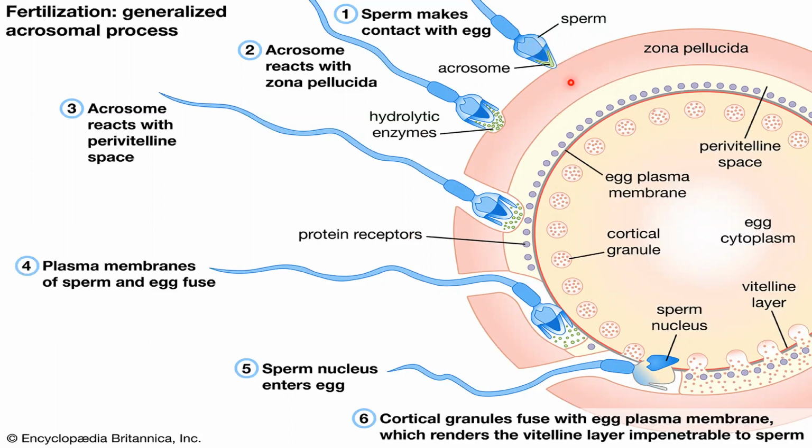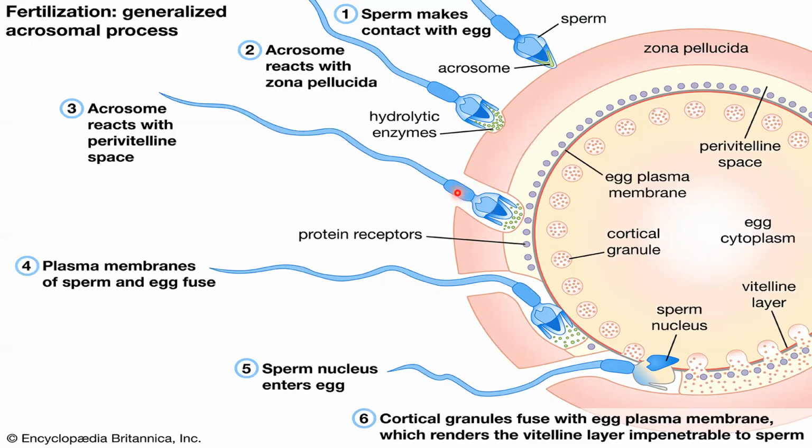So the sperm will come in contact with the zona pellucida. It has acrosome over here. Acrosome has some hydrolytic enzymes. This is the homework that I have already given you. You have to find the name of this enzyme. So the enzyme is present over here. What will it do? It will digest the wall of the zona pellucida.